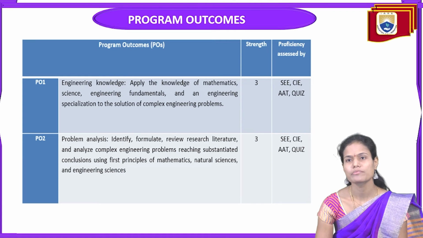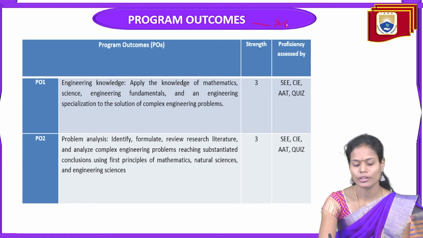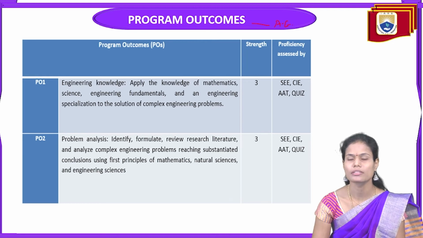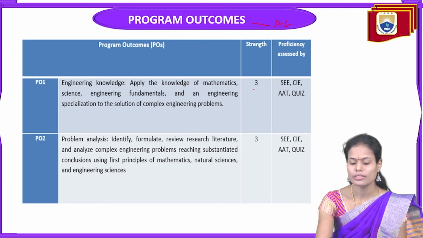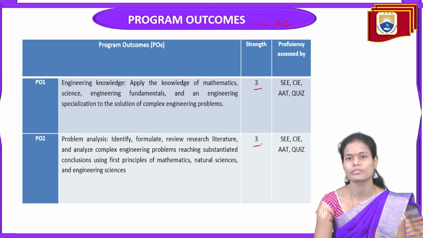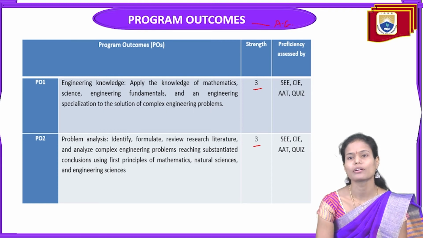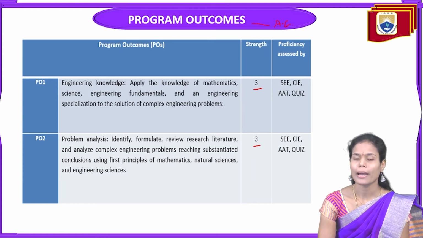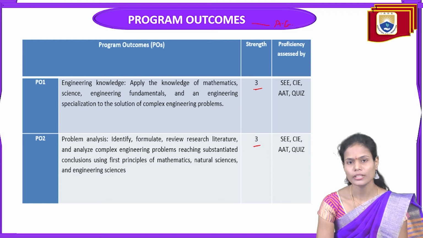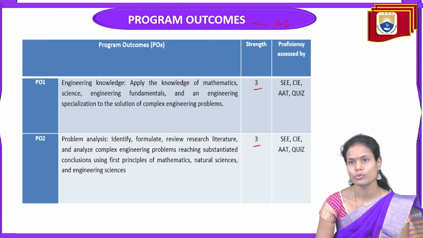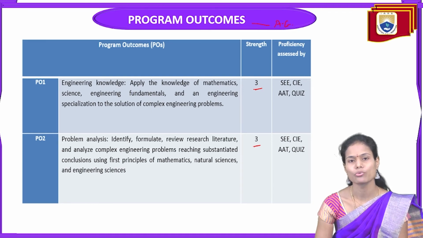And what are the program outcomes I have utilized in the case of the analog electronics subject? PO1 and PO2 I am utilizing in this particular subject. I have given strength 3 for both the POs here. Why? Because this is the basic subject required to gain the engineering knowledge and apply the knowledge of mathematics, science, and engineering fundamentals and an engineering specialization to the solutions of complex engineering problems. It is required. So that's why I am mapping program outcome 1 to our course. We can achieve this program outcome proficiency assessed by semester end examination or continuous internal evaluation or alternative assessment tools or by using the quiz.